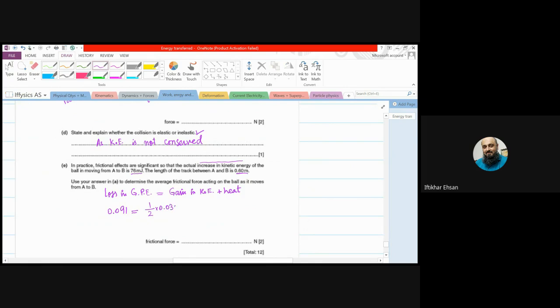0.030, and the speed is 2.8 squared, minus the initial kinetic energy, which will be m and the initial speed squared. The initial speed was this. Plus heat, which is resistive force multiplied by path. And the length of the path is this. Can you see? So it will be 0.60. I hope now you can calculate it. What do you think?